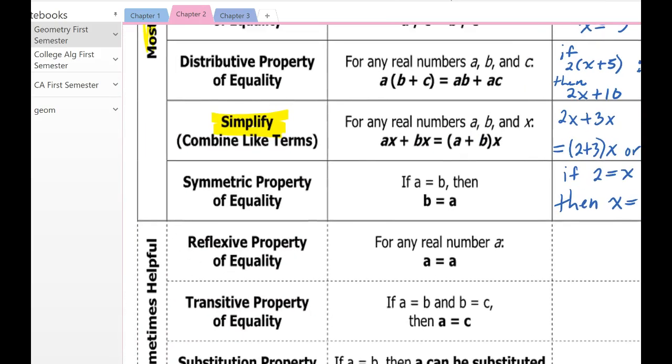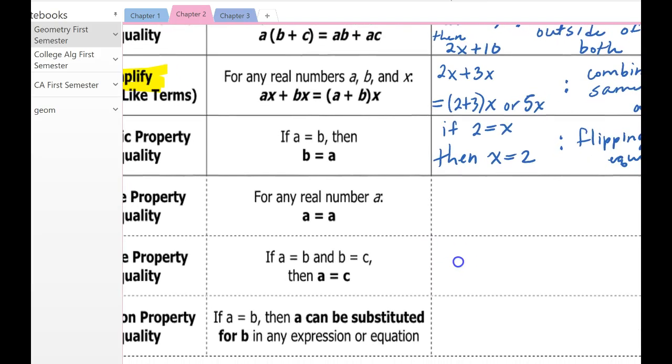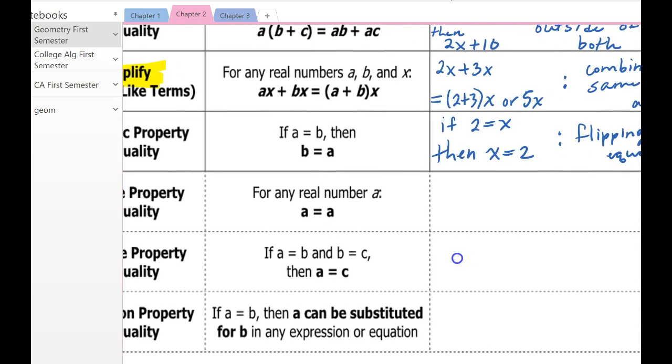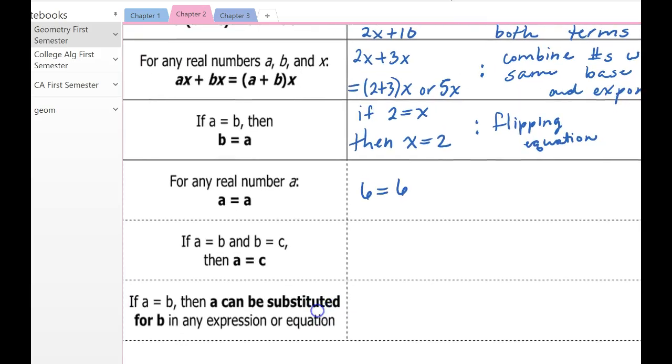Okay, looking at the next one. The next one's the reflexive property, which we don't use a lot with algebraic proofs. We will use it a lot with geometric proofs, which we will be getting into. But it just says that the value of the number doesn't change. If you have x equals 6, or if you have 6, it's going to equal itself. So how would you describe that? A number equals its own value. And you'll see how that's more helpful in geometry proofs. A number is equal to itself.